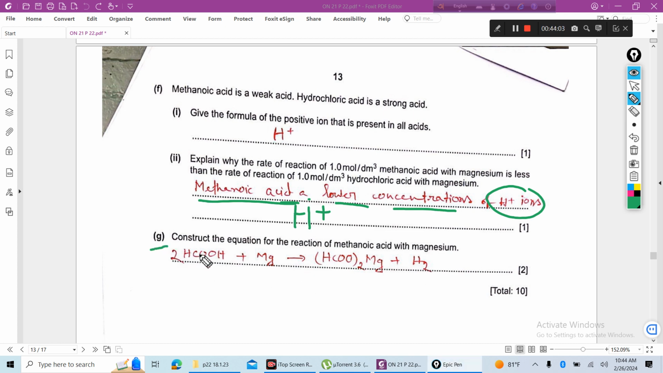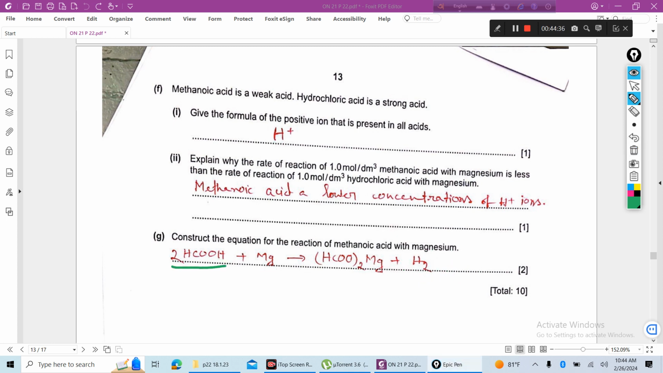Number 3, construct the equation for the reaction of methanoic acid with magnesium. And you know, any carboxylic acid reacts with metal to produce metal salt of carboxylic acid plus hydrogen. So here this hydrogen is replaced by magnesium, balance is 2, that's why I write here 2. Then hydrogen produces gas.